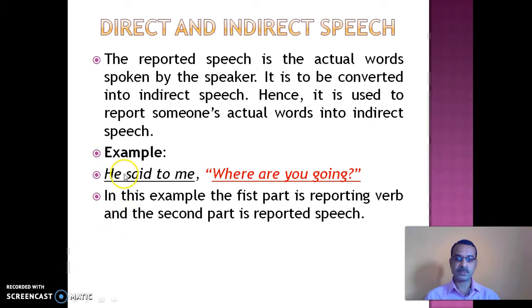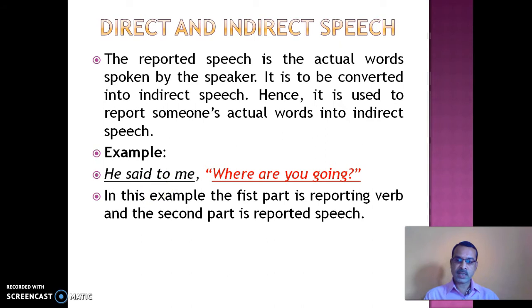For example, he said to me, "Where are you going?" In this example, the first part is the reporting verb. "He said to me" is the reporting verb of this example. And the second part, that is "Where are you going?", is the reported speech. At first, we need to understand what is the reporting verb and what is the reported speech of a particular sentence. Now, this sentence is to be converted into indirect speech.